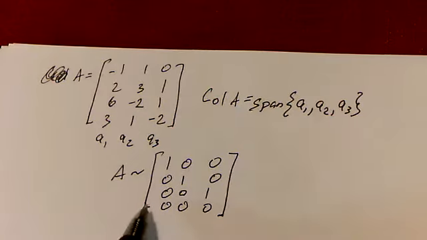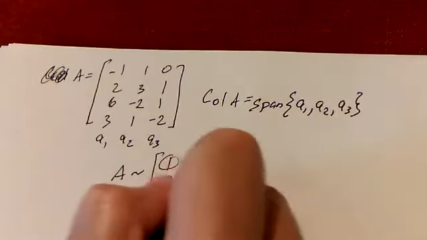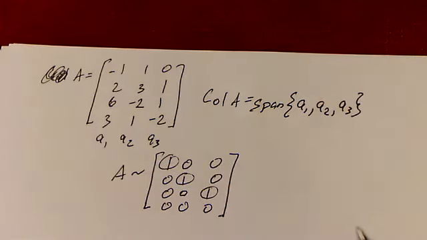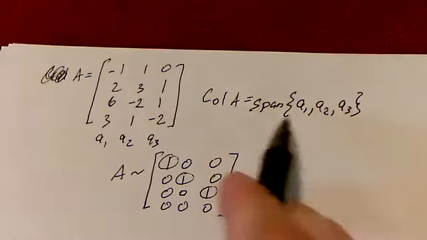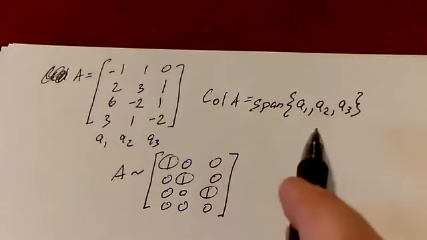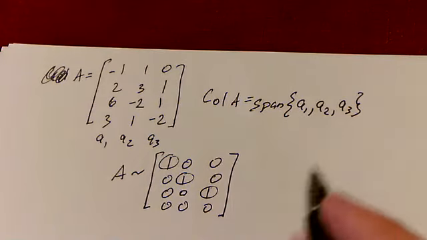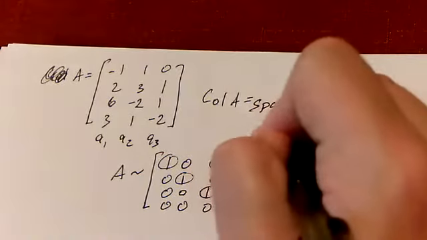Okay, but we know that I have a pivot in every column. I know the vectors are independent. So the column space of A is equal to the span of all 3 vectors. But notice that this column space is not equal to all of R4.